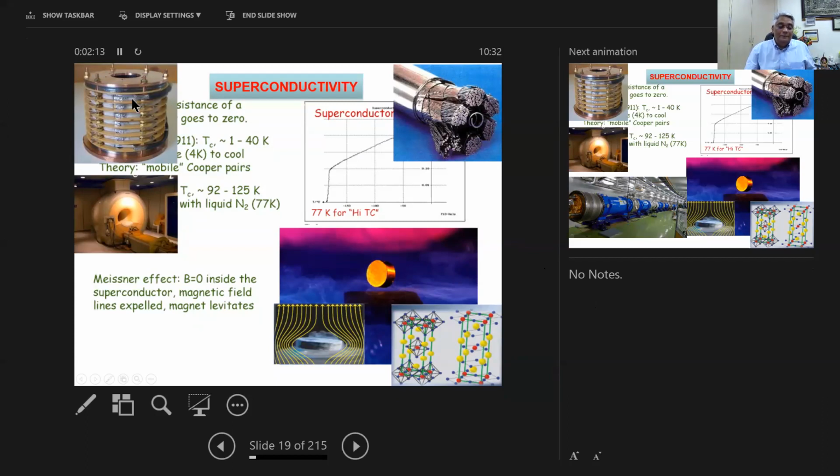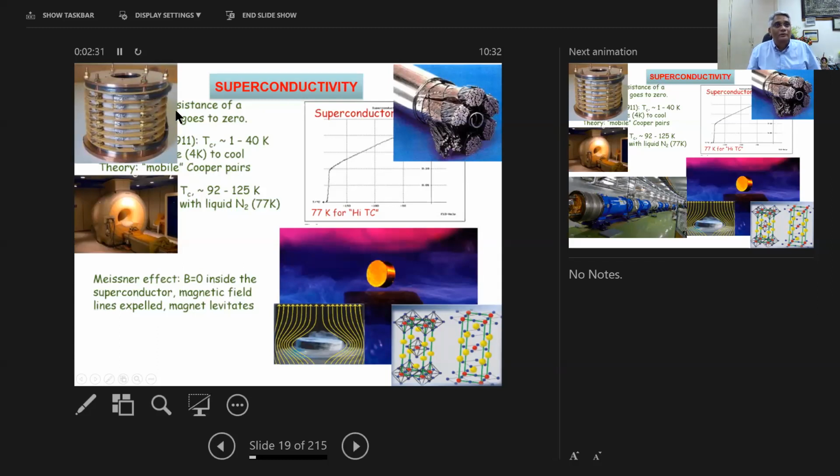In this short volume, to wind a coil with about 2,000, 3,000 tons of superconducting wire, you get a magnetic field of 5 Tesla easily. 5 Tesla. So this is the beauty of using superconductors in the form of wires to get high magnetic fields.